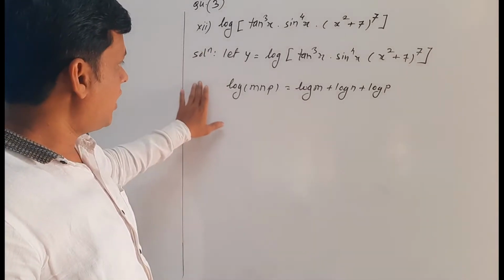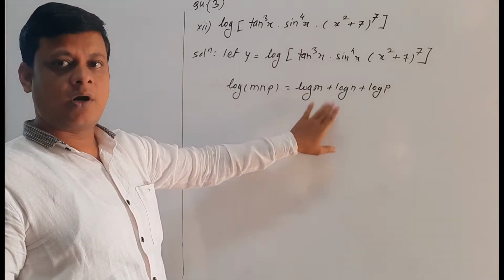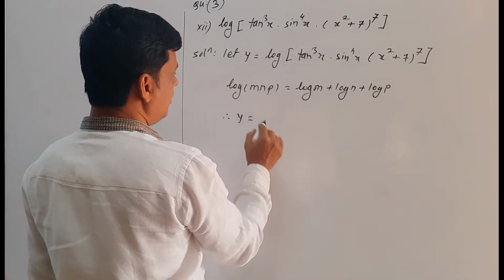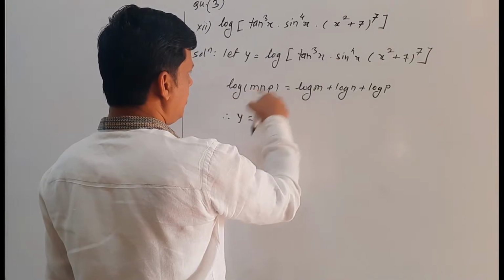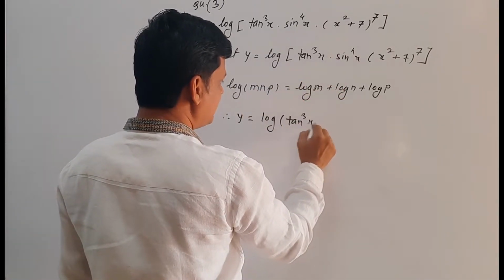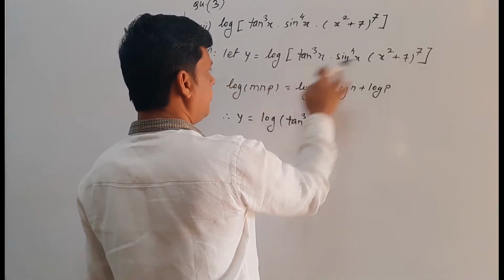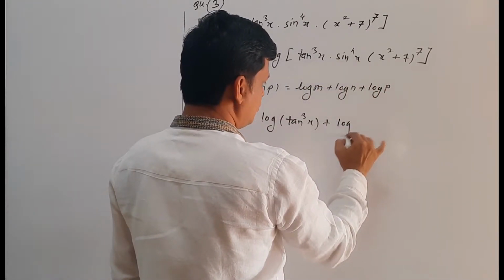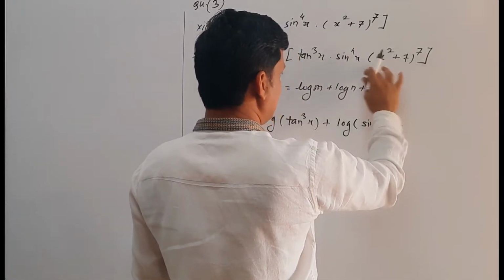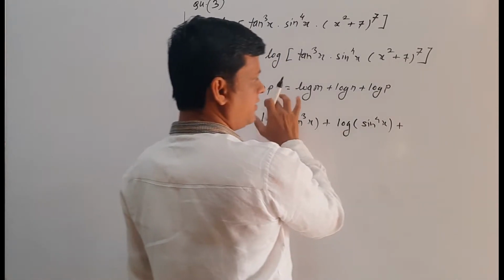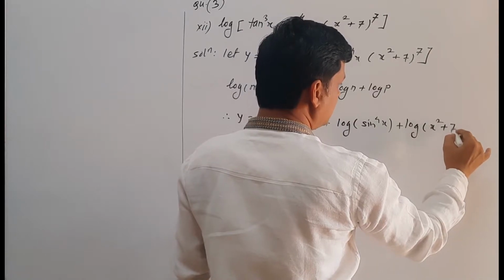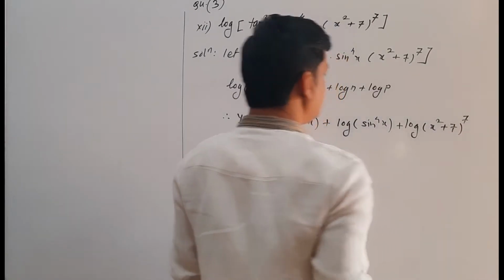So we have to use this concept for differentiating the given function. So we write here y is equal to log of 10³x, in place of m, plus log of sin⁴x, in place of n, plus the last function that we consider as p, log of (x² + 7)⁷.